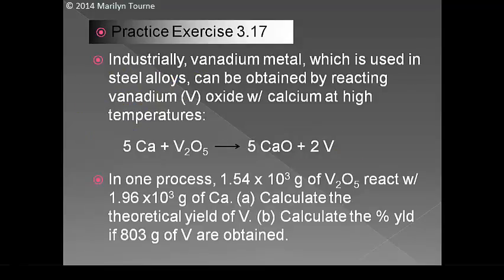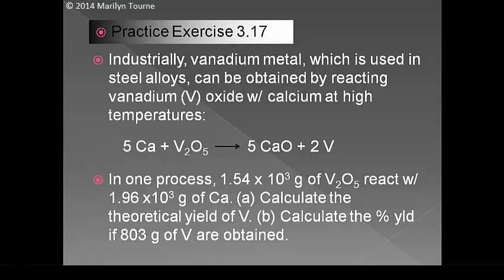Lastly, I want you to try this practice exercise because it takes into account everything that we've just learned. It reads: industrially, vanadium metal, which is used in steel alloys, can be obtained by reacting vanadium(V) oxide with calcium at high temperatures. Sounds like I don't need any of that information. But then they give you a reaction, and the first thing you have to do whenever you get a problem is check to see if it's balanced. This one is balanced, so we can move on.